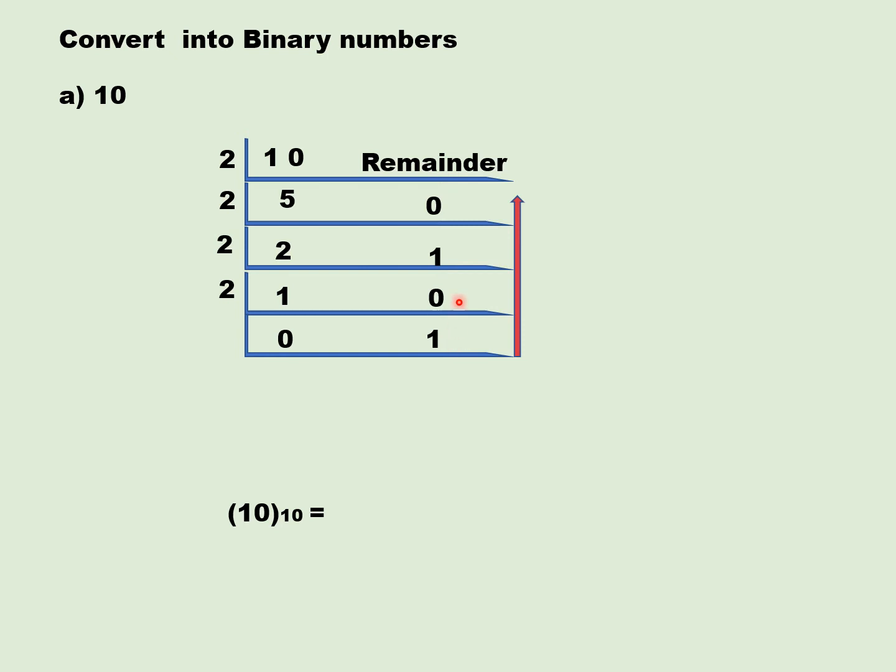Means from bottom to top. 1 0 1 0 means this will be the binary digit equivalent to 10. The 10 that we are talking about is in the decimal number system, the number that we generally use, the humans use, and this is the computer's 10. Computer's 10 will be like 1010, but our 10 is just 10. So this is the difference.